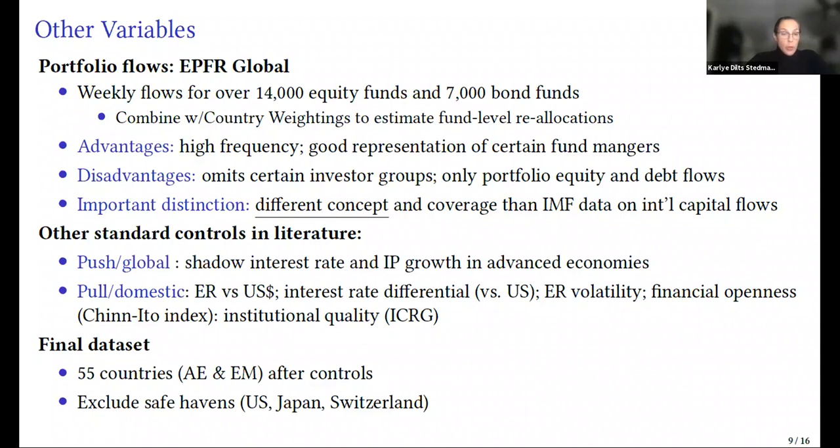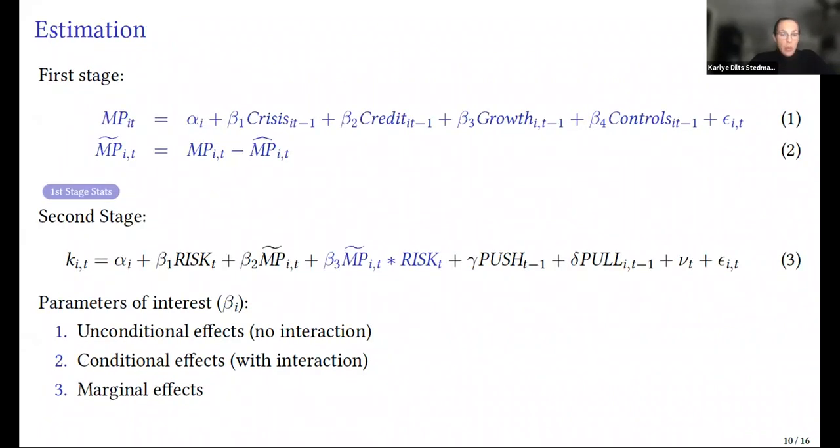For our controls, we use standard push and pull controls from the literature on capital flow determinants. After including these controls, we have a sample of 55 emerging and advanced economy countries. And because they play a special role in the financial system and may receive flight to safety flows, we exclude safe havens. So we estimate the following panel model with country and time fixed effects. Let's walk through it briefly.